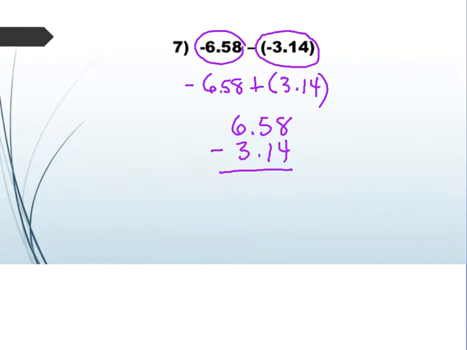Our decimal goes right there. 8 minus 4 is 4. 5 minus 1 is 4. 6 minus 3 is 3. And since the bigger number is negative, my answer is negative 3.44.